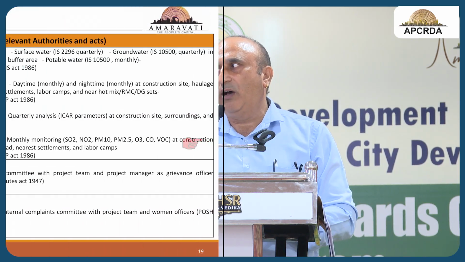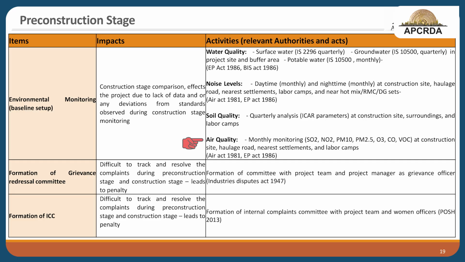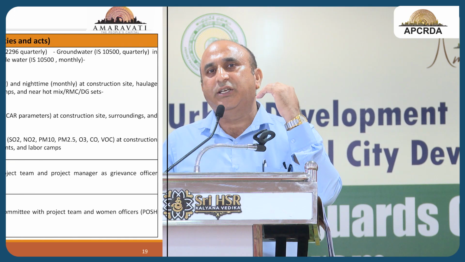Then the air quality. These are the basic 6 or 7 parameters we need to see: SOx, NOx, PM10, PM2.5, O3, CO and VOC compounds. These are the mandatory parameters we need to see during and before construction. And the formation of a grievance resolution committee we already have in place, and you also need to come up with your respective one. If there is any issue, that should be properly channelized.